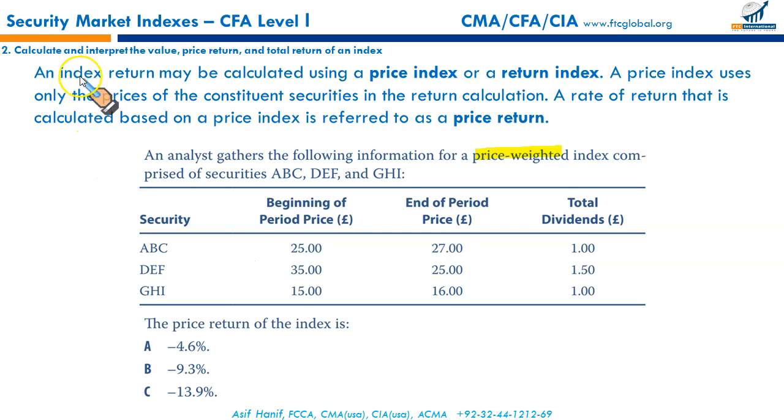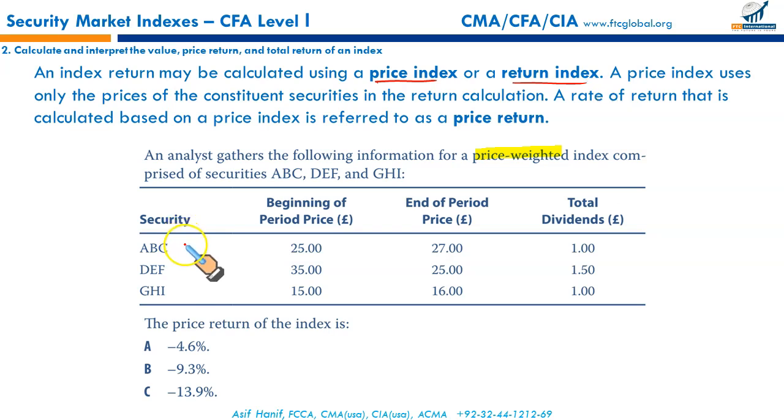Next LOS, calculate and interpret the value, price return, and total return of an index. Now, we have just taken an example. Let's say these are the 3 securities, the constituent securities in an index. Now, with the help of this example, we'll try to understand what do we mean by price index, and how do we calculate the price return and the total return. So, index return, how well the securities have performed. An index return may be calculated using the price index or the return index.